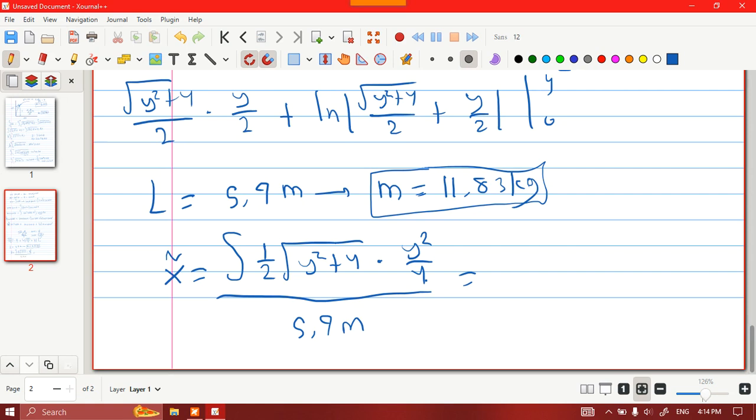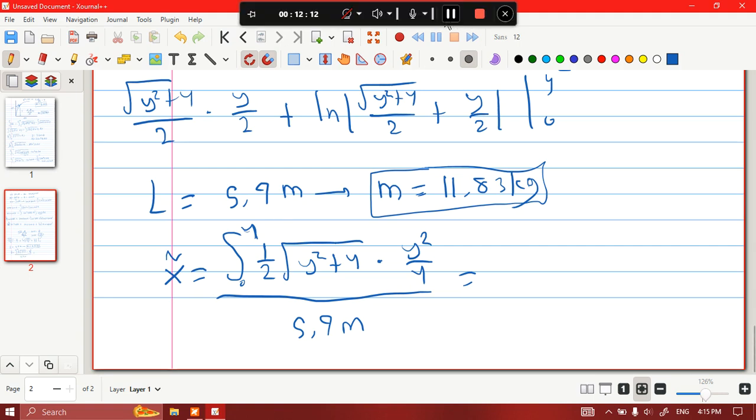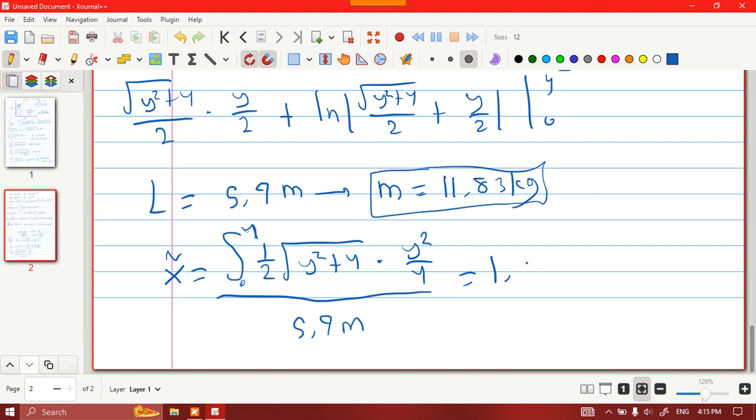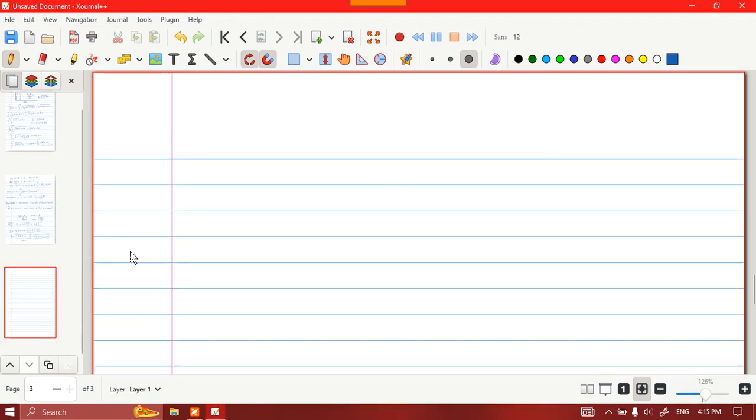Taking the integral from 0 to 4, I'm going to use the calculator this time. 1 over 2, from 0 to 4, 1 over 2 square root of y squared plus 4 times y squared over 4, divided by 5.9, yielding 1.64. This is x bar.